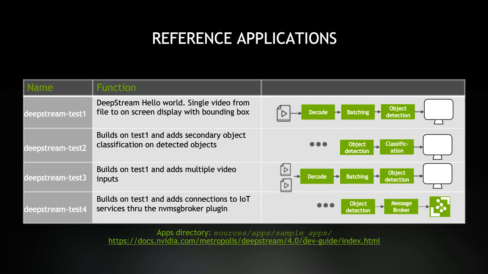Test 3 adds multiple video capability to Test 1. With Test 3, you can process multiple streams which are displayed on a screen in a 2D tile array. Test 4 adds the IoT services through the Message Broker plugin. It provides steps to connect to the Azure IoT Cloud or send messages to the server using Kafka Message Broker. In addition to this, we have several more reference applications in the sample apps directory. Once you graduate from this, please take a look at other examples.